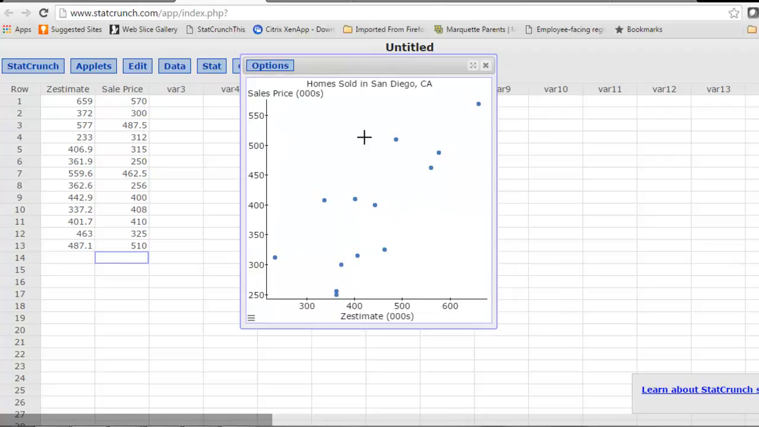Based on the scatter diagram, what type of an association would you say exists between these two variables? And could you draw a straight line in here and have a pretty decent idea? All right, so probably a positive association between the Zestimate and the sale price, suggesting as the Zestimate goes up, so does the sales price, which makes sense, right?